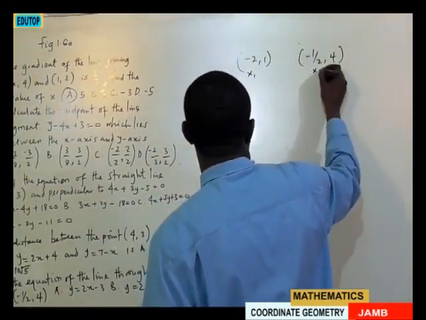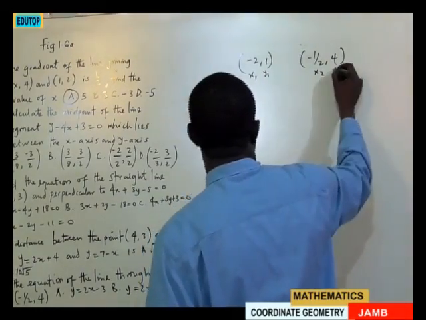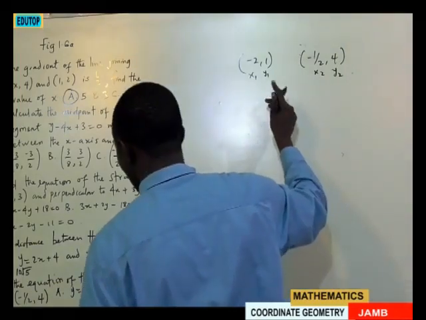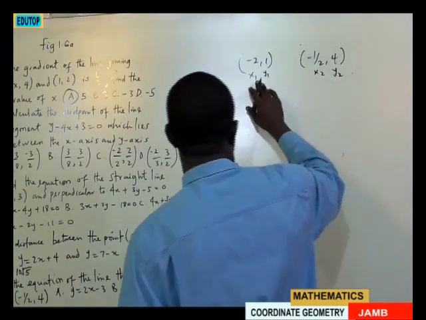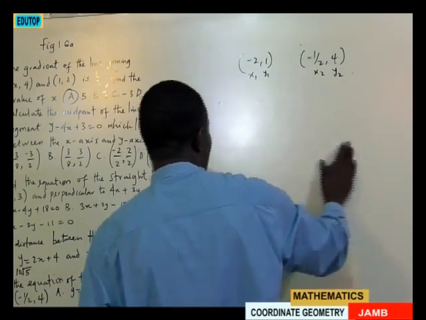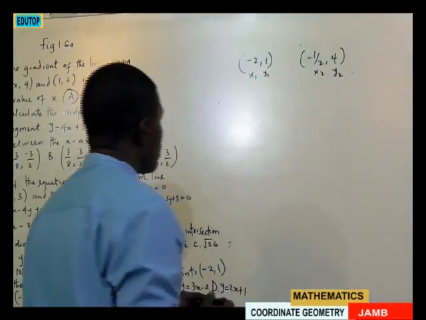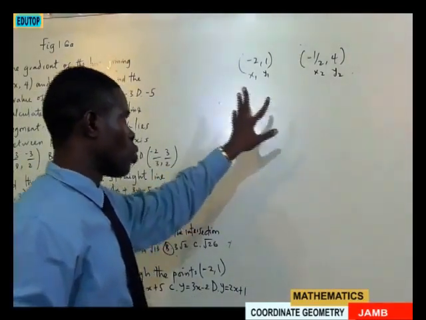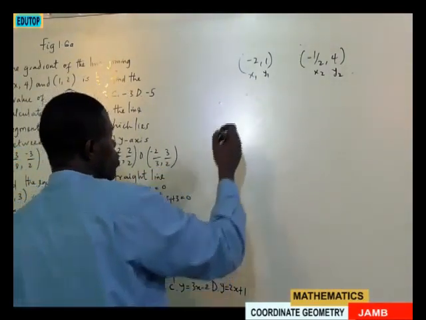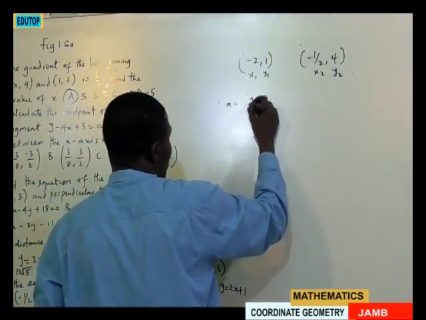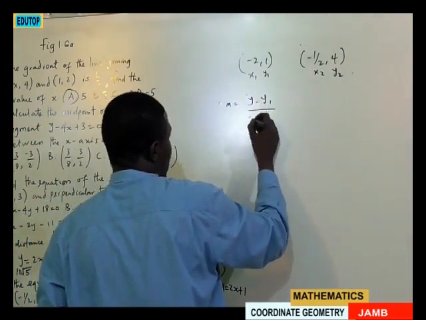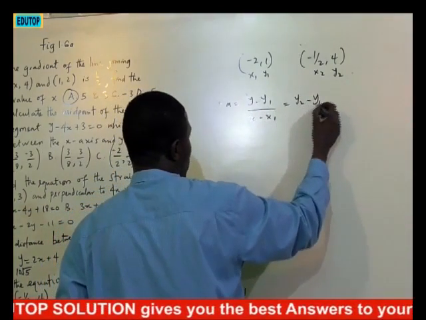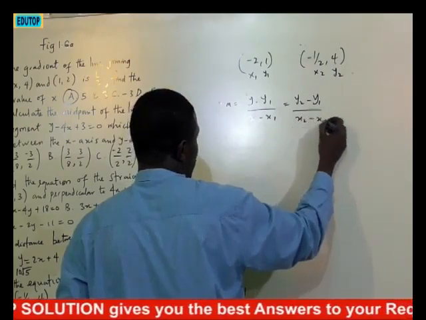x1, x2, y1, y2. So what is the formula for finding the equation of the line? This time around, we have 2 formulae for finding the equation of the line. The first one is when 1 point is given. But in this regard, we have 2 points. So we have to use the gradient, which is (y - y1)/(x - x1) = (y2 - y1)/(x2 - x1).